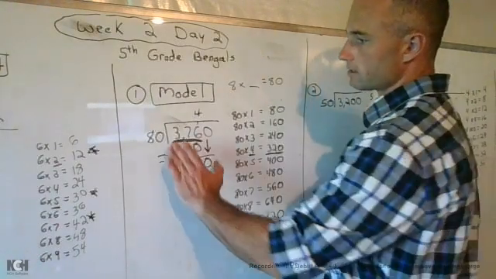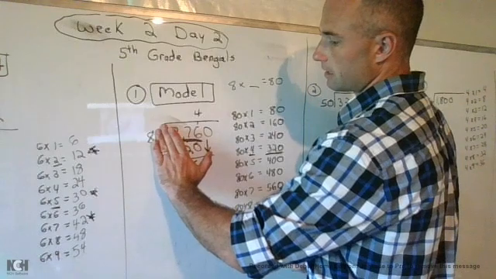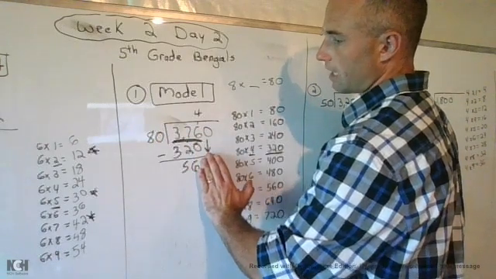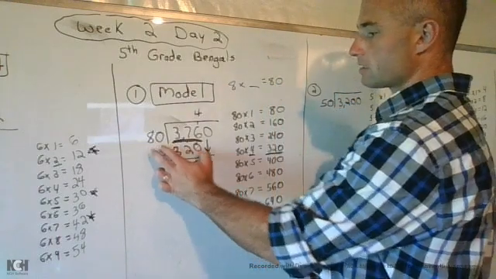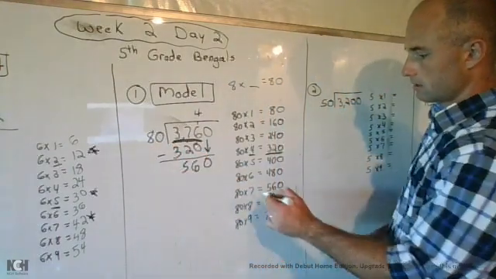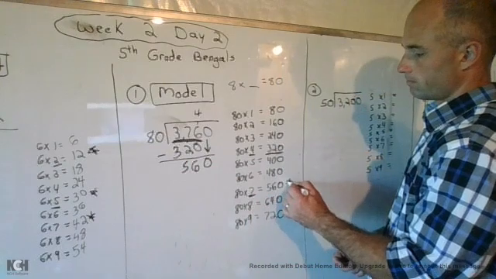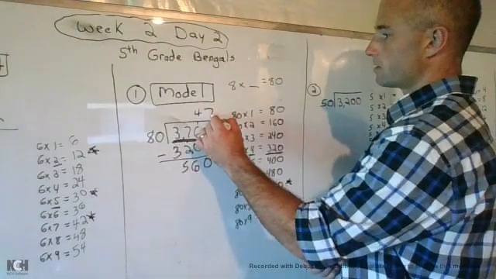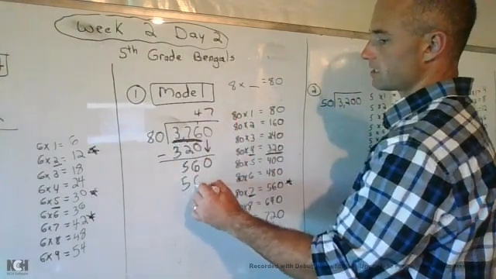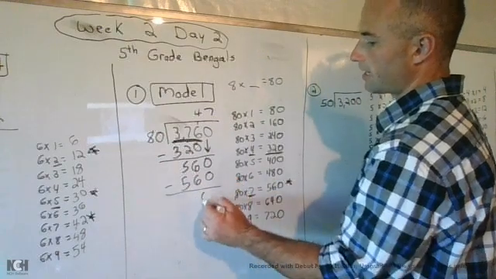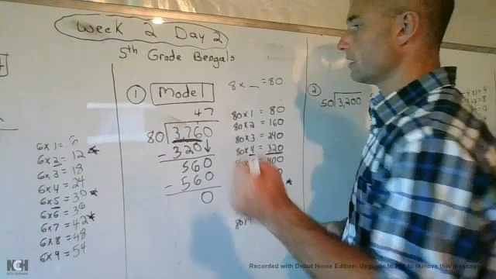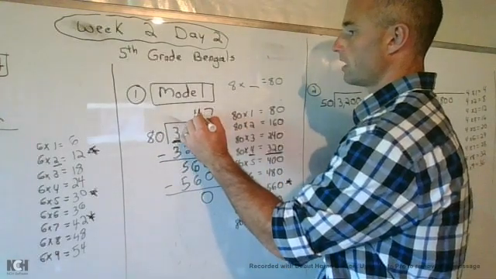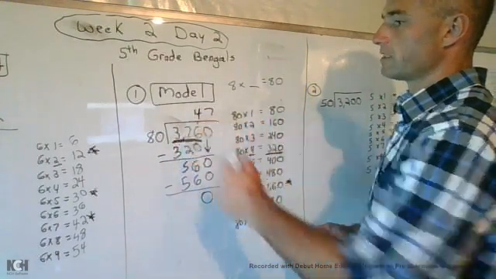So another way to look at this is, let's pretend that's an 8. Let's pretend that's a 56. How many 8s go into 56? Or how many 80s go into 560? 7 of them. So 7 times 80 equals 560. You subtract to get nothing left over, giving you the answer of 47. And you can check yourself by doing 47 times 80.